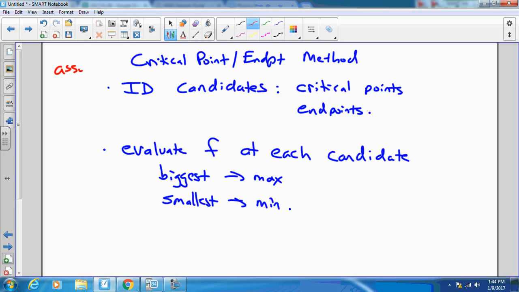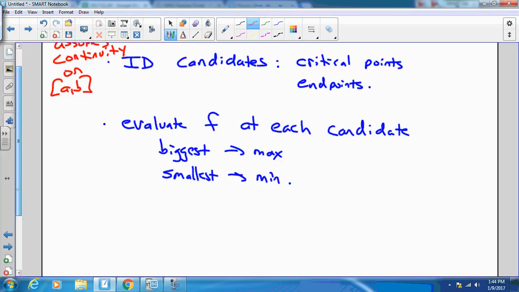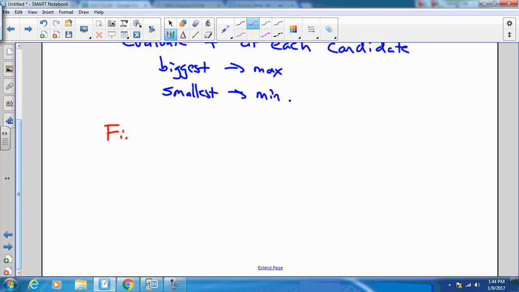Now notice that this assumes continuity on a closed bounded interval. If my function is not continuous on a closed bounded interval, then I'm going to have to do something else. So then we're not going to worry about that today. We're not even going to worry about that until the end of class. Okay? Now let's actually apply that in this situation.